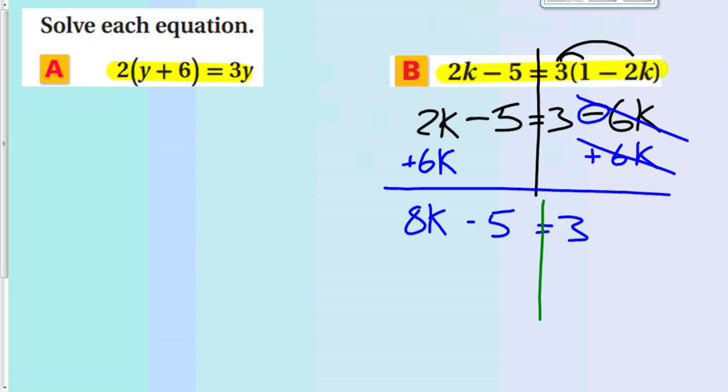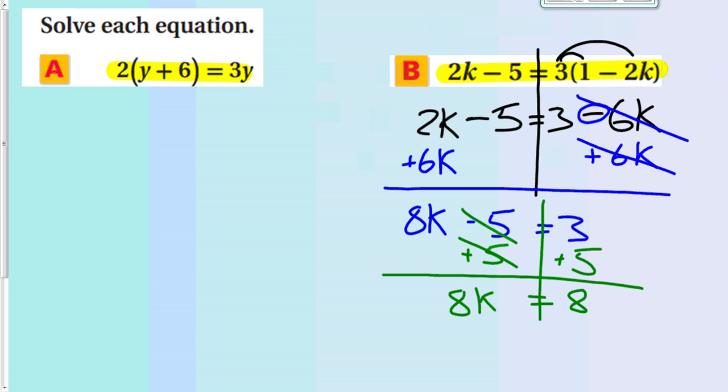We want to get that variable isolated. So we've got 8k equals 8, and 8 times 1 is going to give us 8. We can figure that out by doing 8 divided by 8, and that's how we would go about that one.